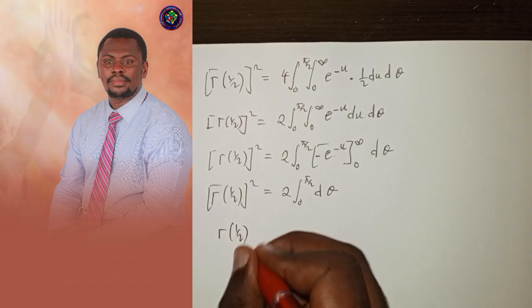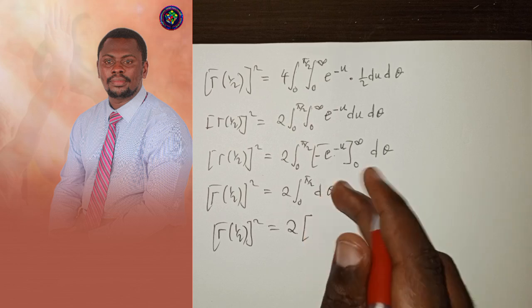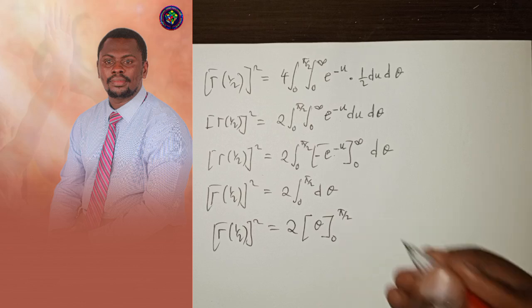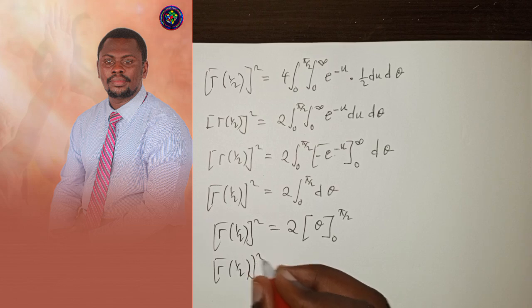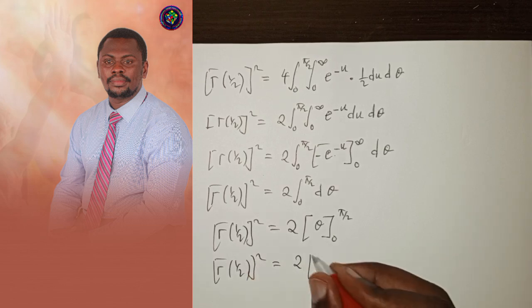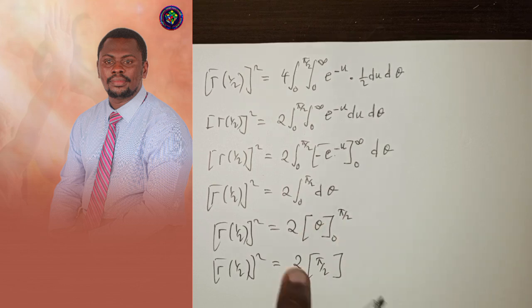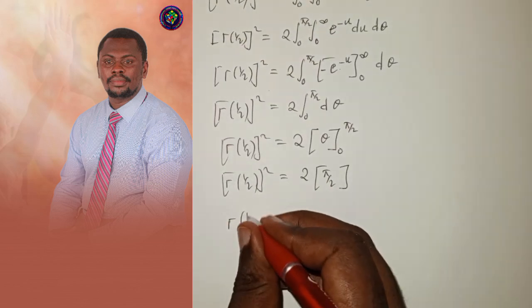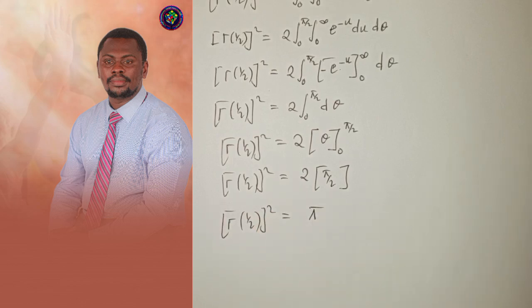So gamma of 1 over 2 squared is equal to, we have 2 here, then the integral of the theta is theta. Then the limits is from 0 to pi over 2. Okay, so we have 2. When you substitute pi over 2 here, it will be pi over 2. 0, it will just be 0. Okay, so these 2 and these 2 will cancel out. So we are going to have gamma of 1 over 2 squared is equal to pi.